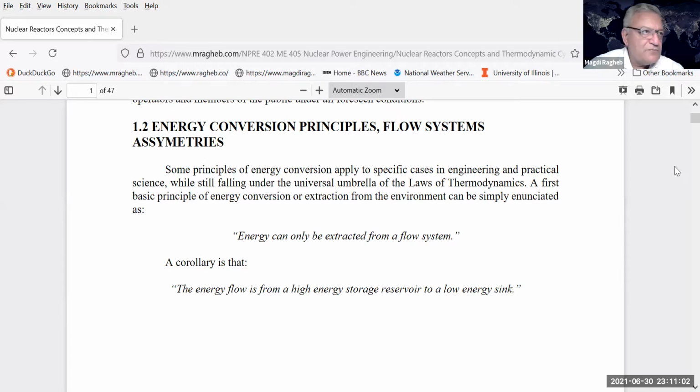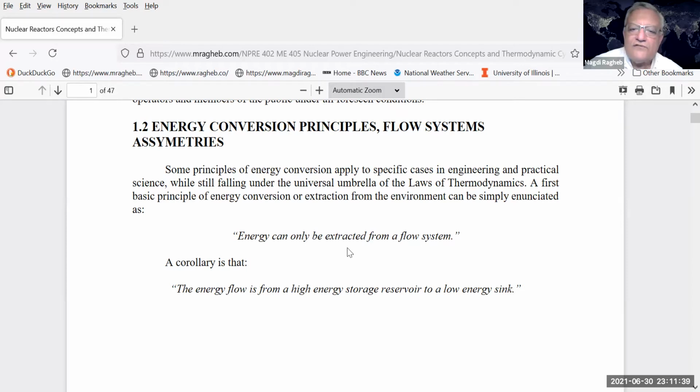A first basic principle is that you can only extract energy from the environment if you have a flow system. A stagnant system, like water behind a dam, does not produce energy for you. Even a fuel like gasoline in the tank of a car, if you do not flow the gasoline into the engine, will be simply stored energy. It cannot produce energy for you. So in general, when we want to produce energy or convert it from one form to another, we must find a way of creating a flow system.